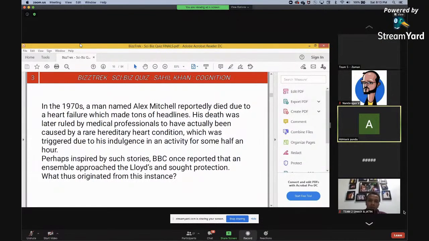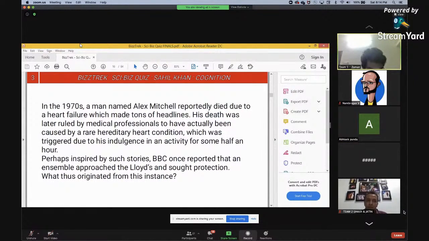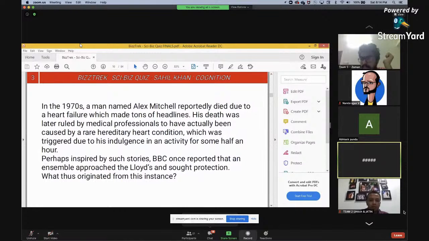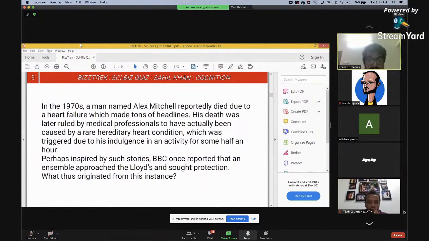Do you need the reason behind his death, or what followed after his death? So he approached Lloyd's and sought protection? He didn't approach. Other people approached Lloyd's and they sought protection. And what originated in that context, Lloyd's context? Yeah. Okay, fine. Team 5 is pouncing. We'll close the pounce in the next 10 seconds.